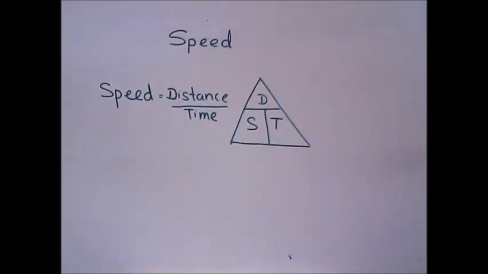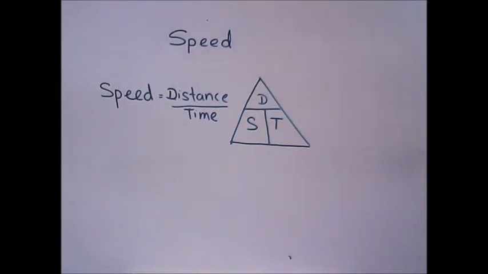Speed. Speed is a measure of how quickly an object moves from one place to another. Now we can learn that speed equals distance divided by time. In this lesson, we have different types of questions.